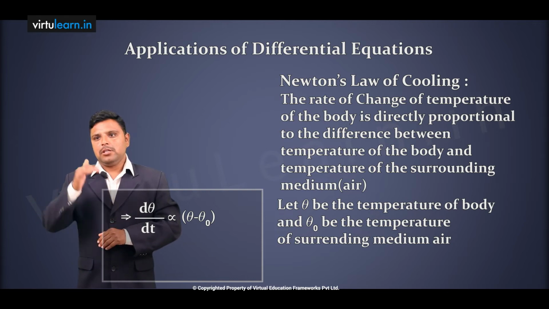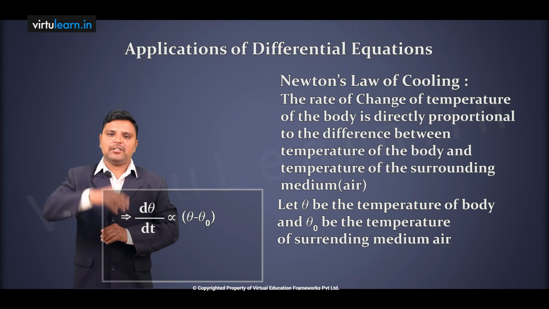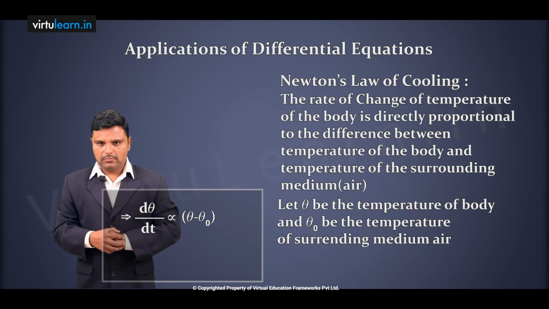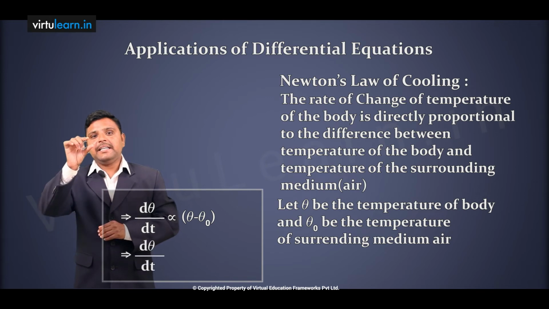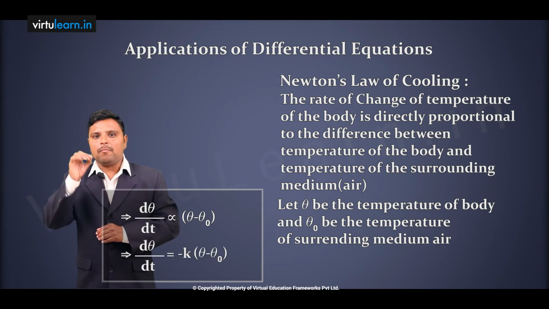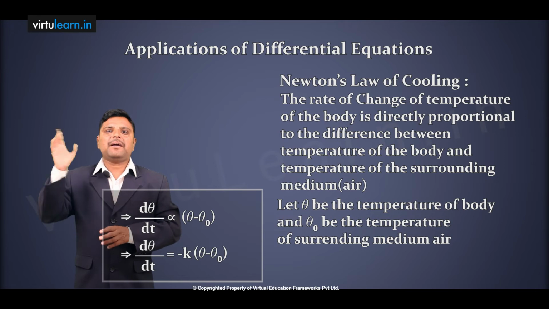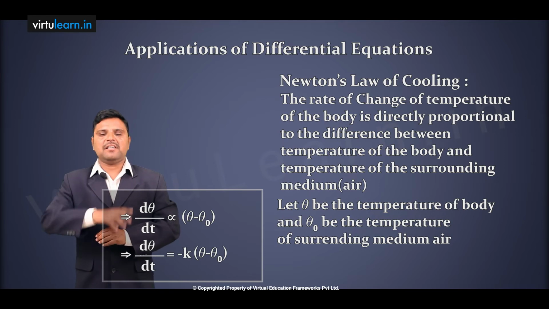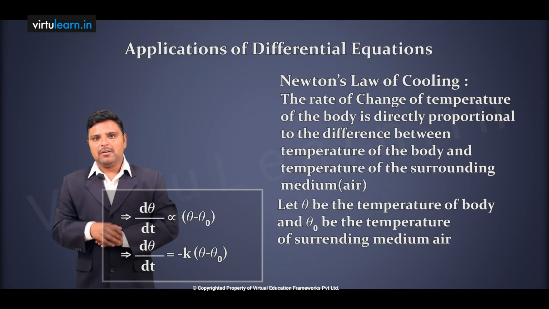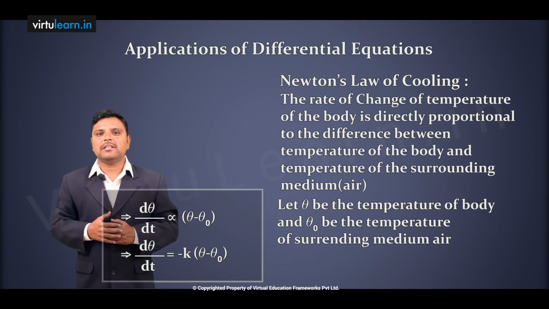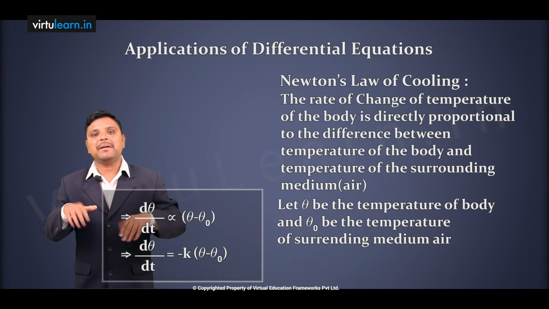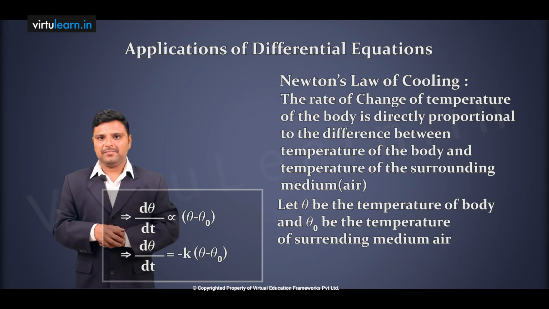Now you have to calculate the solution for this differential equation. Now d theta by dt equals minus k into theta minus theta naught. Minus k is nothing but the proportionality constant. Why should I take only minus k? Because it is Newton's law of cooling. That's why instead of plus k, I am taking minus k. It is decreasing, that's why I have taken the proportionality constant as minus k.